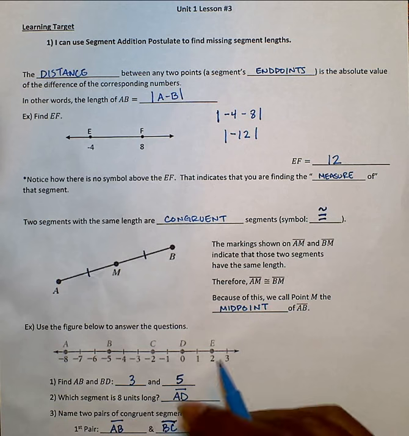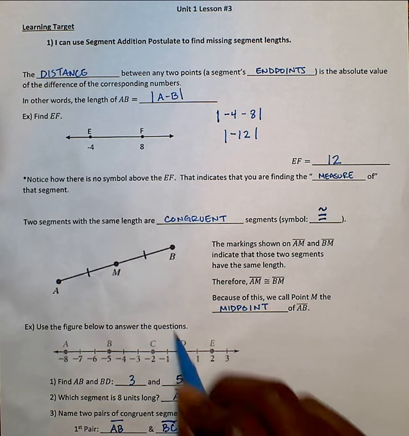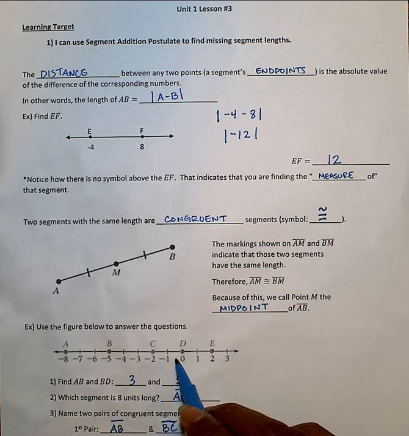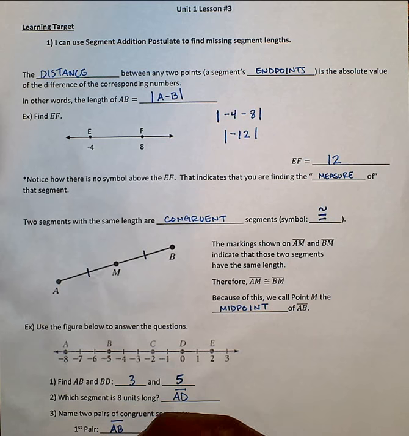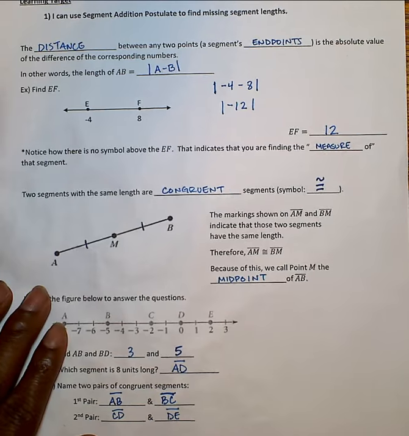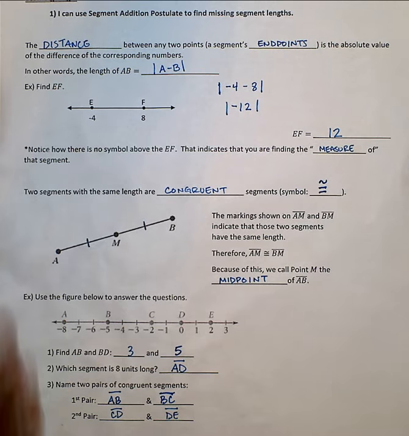The second pair, these look, so negative 2 and 0, that's 2 away, 0 and 2, that's 2 away. So segment CD and segment DE are congruent segments. Okay, so there we go. Oops, a little bit too low for you, but hopefully you heard me, so you know what I wrote.